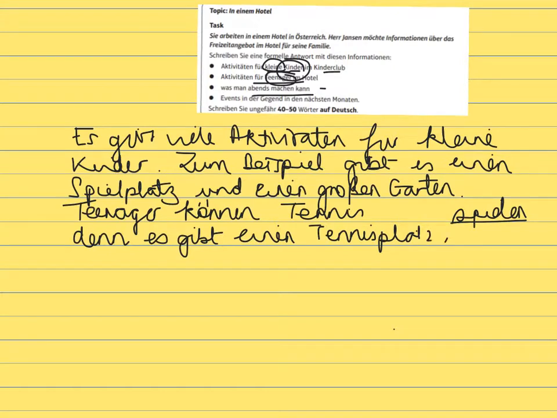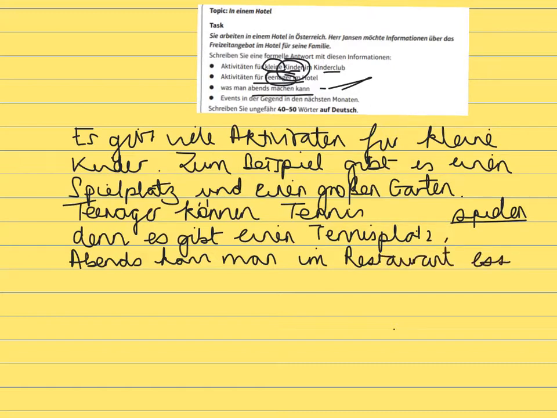Okay, third thing is what one can do in the evenings. So abends, so it's not going to be man kann, it's going to be kann man. So we're using the words from the actual instructions themselves, absolutely nothing wrong with that. Abends kann man, so in the evening you can eat in a restaurant. So again, remember to put the essen at the end because you're using a modal verb. Abends kann man im Restaurant essen.